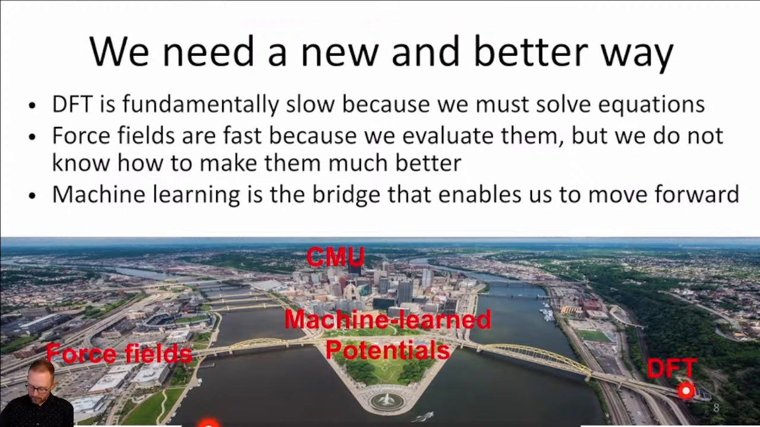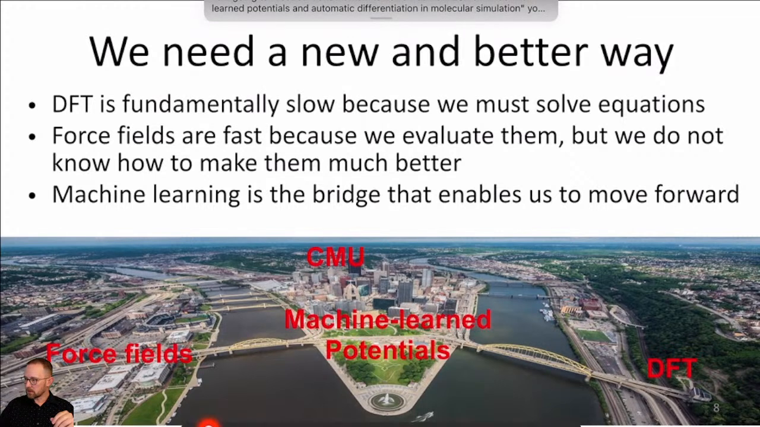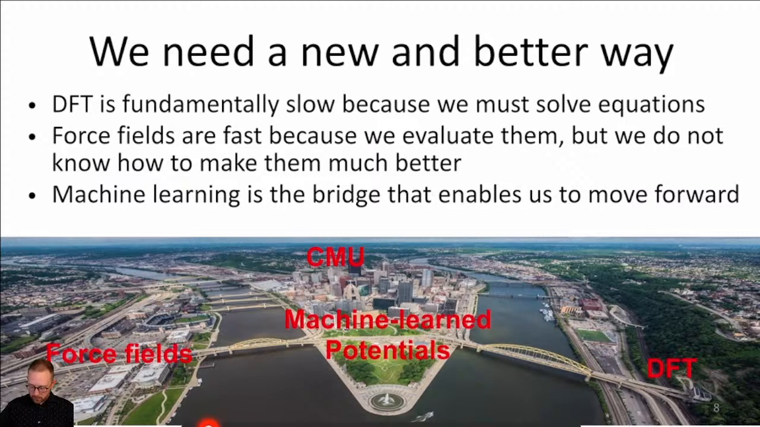We have over on the right-hand side DFT, comparatively young, and there's room for improvements over here, but this terrain is quite steep and quite difficult to work in. What this picture here is Pittsburgh, where I am. This is the point down here, and we have a city full of bridges across these two rivers. CMU's back here in the background. What we want to do is find a bridge using machine learning, where we have machine learned potentials in the middle that combine the speed of force fields and what we think of as the accuracy of DFT. So that's how we're going to proceed.